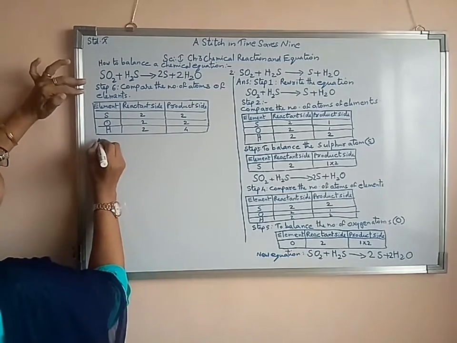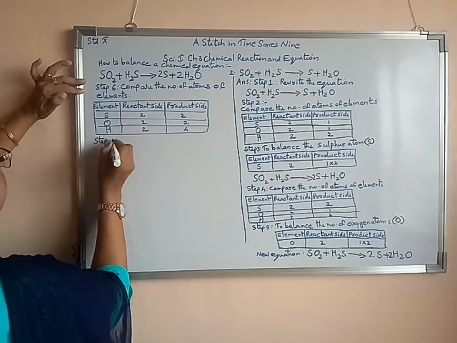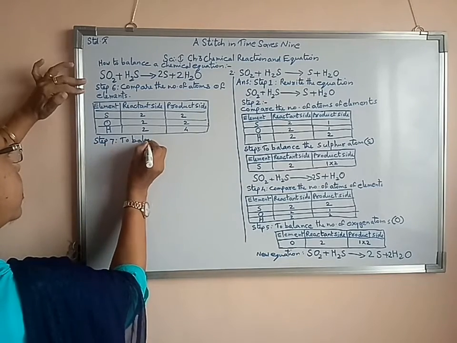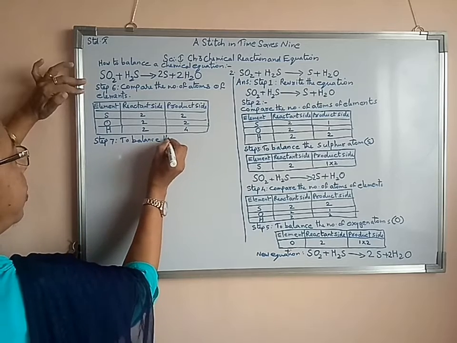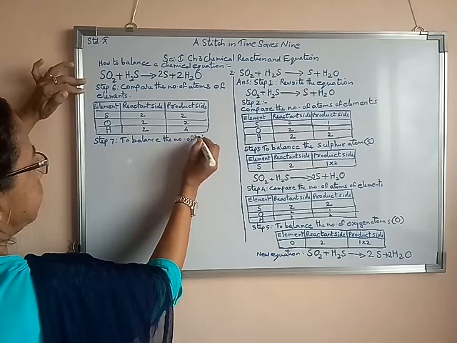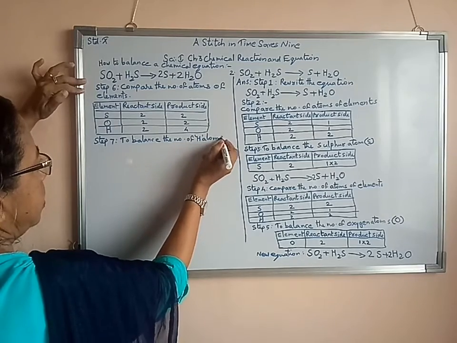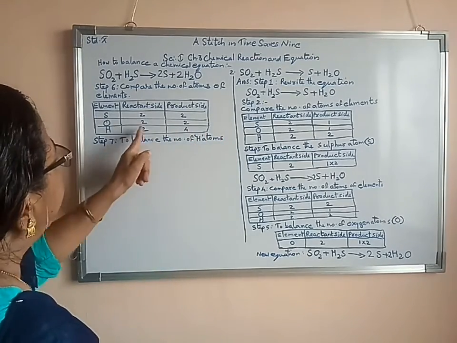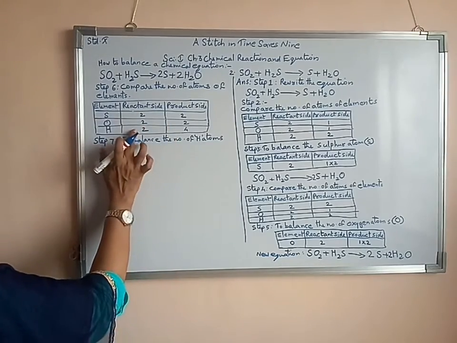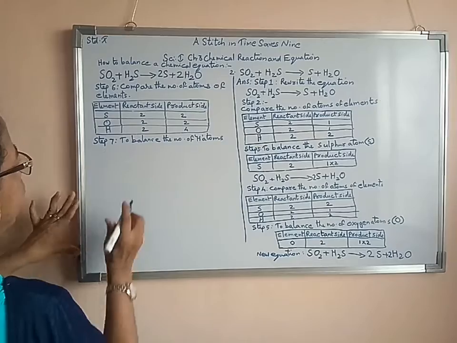So now we have to balance the problem with the hydrogen. Step 7: to balance the number of hydrogen atoms. Here it is 2 but here 4. The reactant side has less, the product side has more.